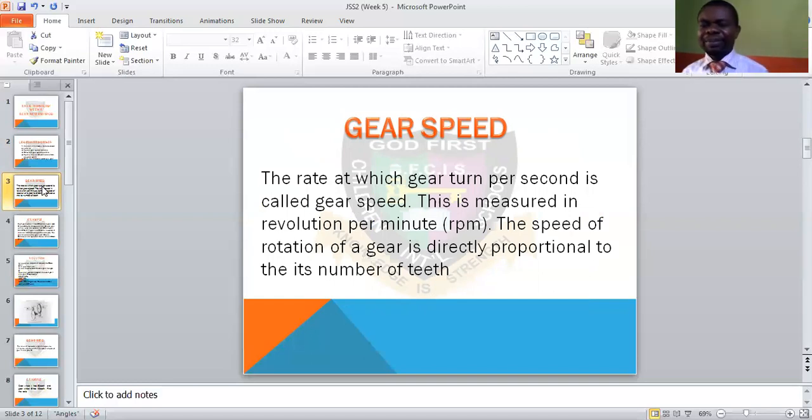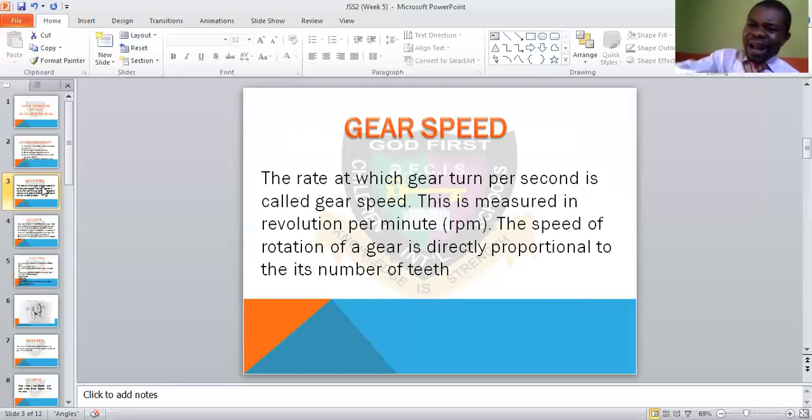What is gear speed? The word speed, from what you know, means the rate at which you do something, fast or slow. When you say that person is running and the speed is high, it means the person is running fast. If the speed is slow, it means the person is running slow. Also in the case of gear, like the wall clock or wristwatch that turns, you have the second hand, the minute hand, and the hour hand. The second hand turns 1, 2, 3, 4, 5, and so on. For 60 seconds, you will get 1 minute. That's why we say 60 seconds make 1 minute.